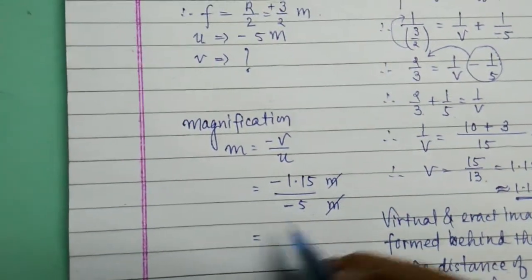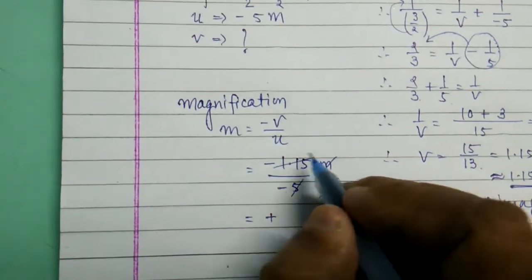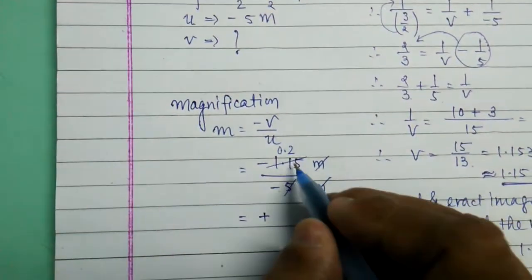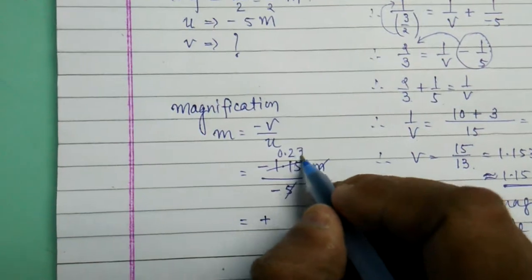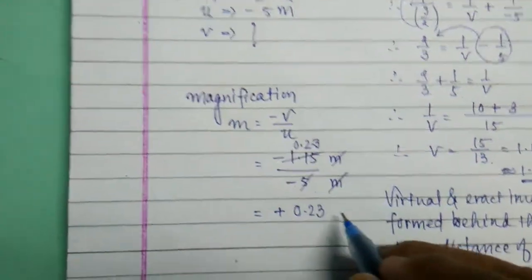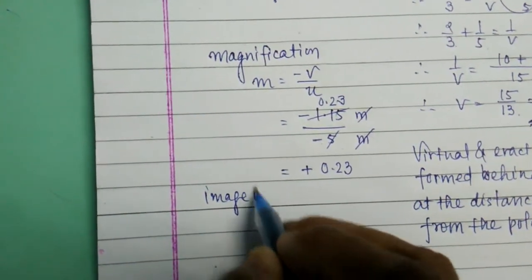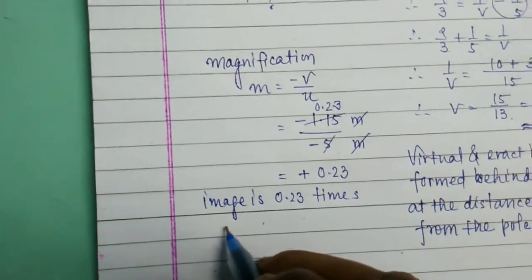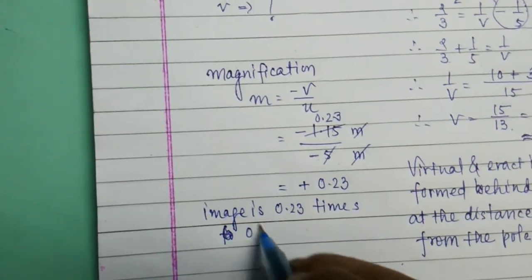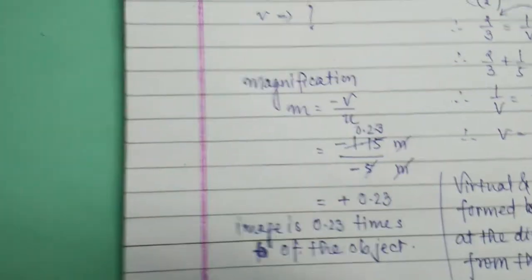Meter cut. Minus into minus, minus upon minus, plus 5. 2 5s are 10. 1 is carried, so 15. The 5 3s are 15. 0.23. The image is 0.23 times of the object. So here this is the answer.